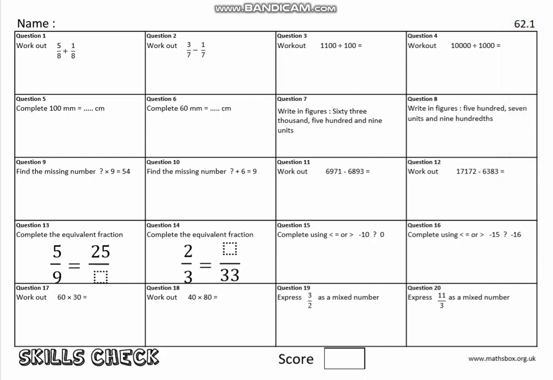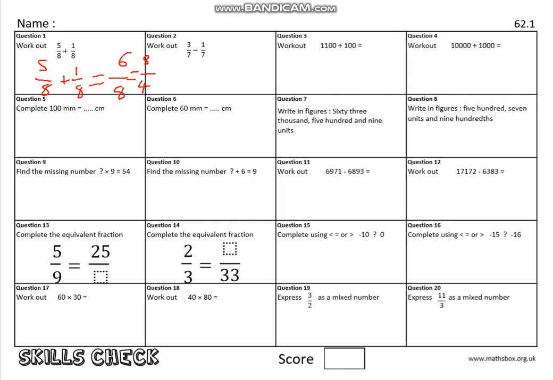So you would just do 5 over 8, add 1 over 8, same denominator, so you just add the top two. So you've got 6 over 8. But remember, you can simplify that, so if you halve both of those, then you would get 3 over 4. So make sure you've simplified it.